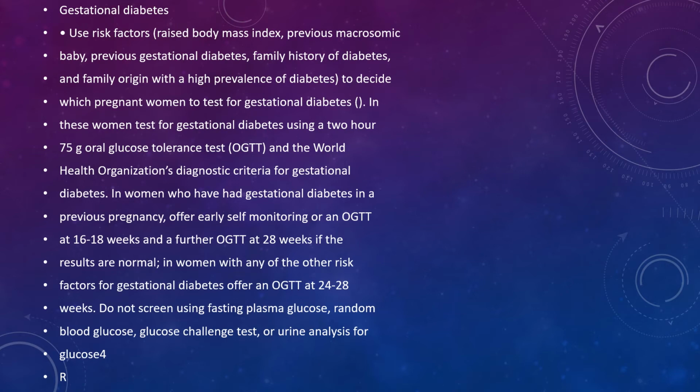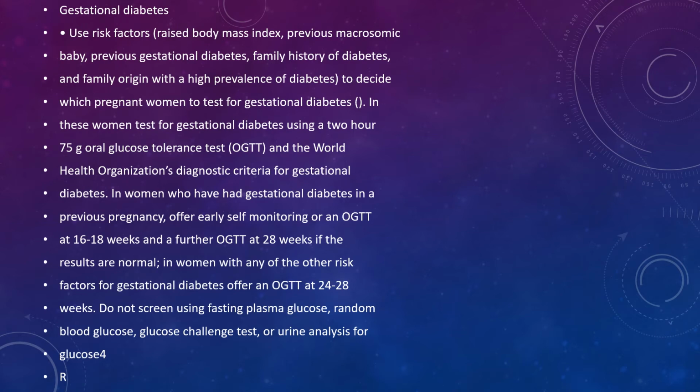It is important in women who have previously had gestational diabetes to offer yearly self-monitoring or an oral glucose test at 16 to 18 weeks. This is important for any female with a history of gestational diabetes. The screening for gestational diabetes in the second pregnancy should be started earlier, at 16 to 18 weeks, and a further oral GTT performed at 28 weeks if the first test was normal.